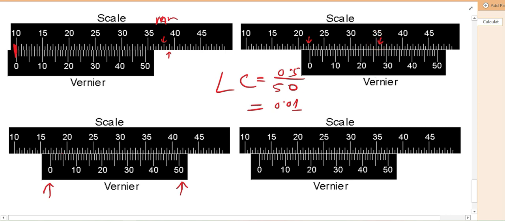Similarly, here you will find out 14, 15, 16, 16.5 is the main scale reading, and try to find out what the vernier scale reading would be. So take that as homework and brush up your skill for taking a reading in a vernier scale.